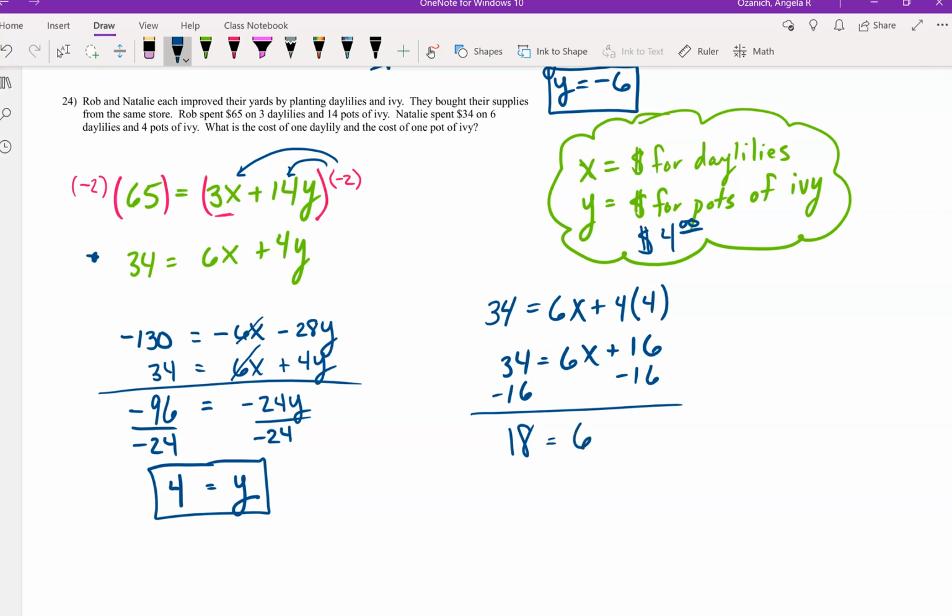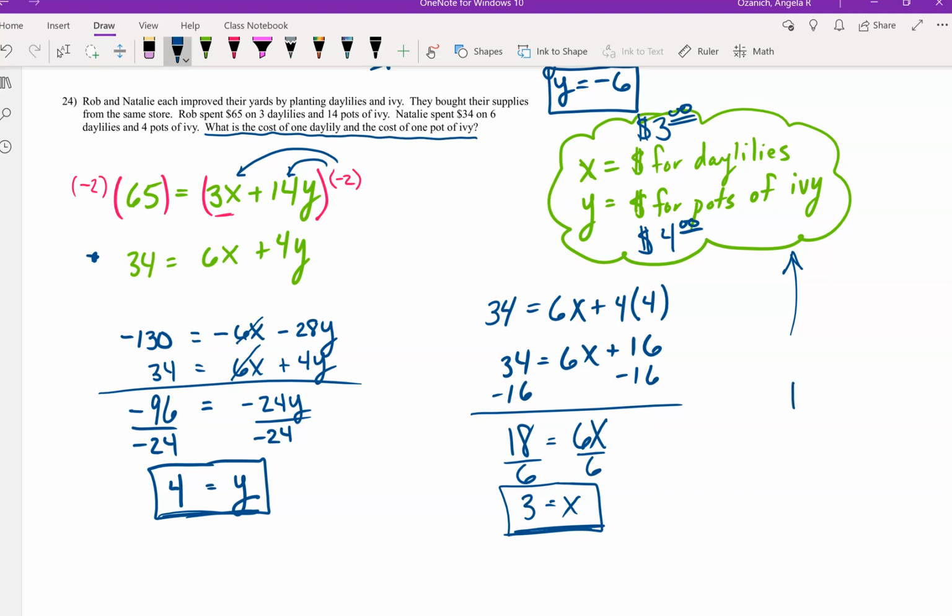So 18 is equal to 6x. And as a last step, we're going to divide by 6. And we get 3. All right, guys, we did it. So that means that the daylilies must be $3 a piece. So see how you can use your knowledge of x and use your knowledge of y, and the fact that you've already defined your variables right over here to actually know what your numbers mean, so that you can actually answer the question being posed.